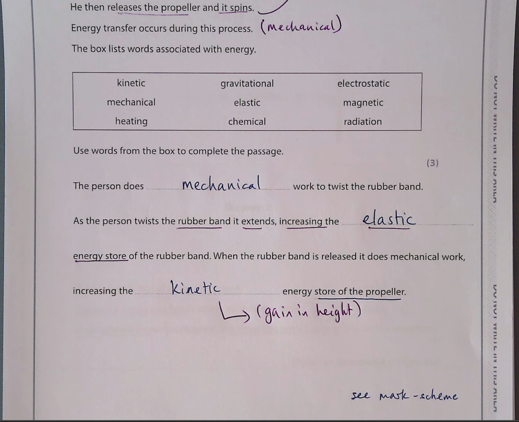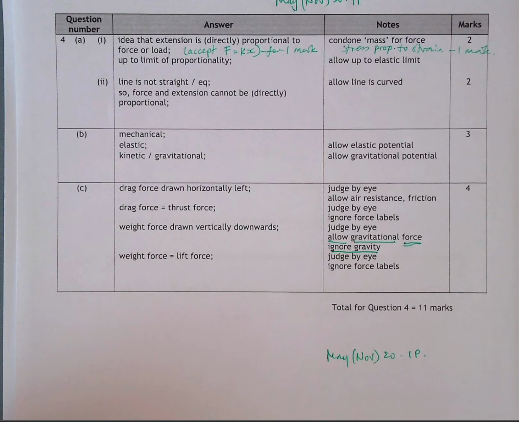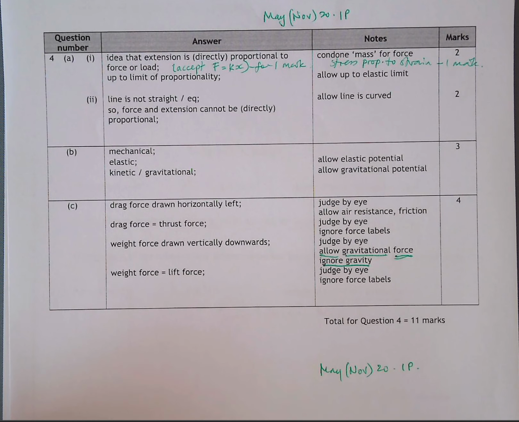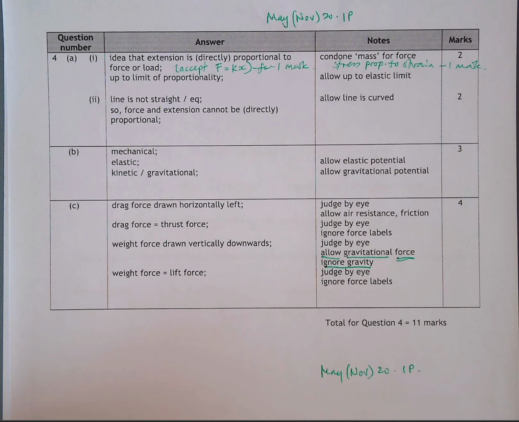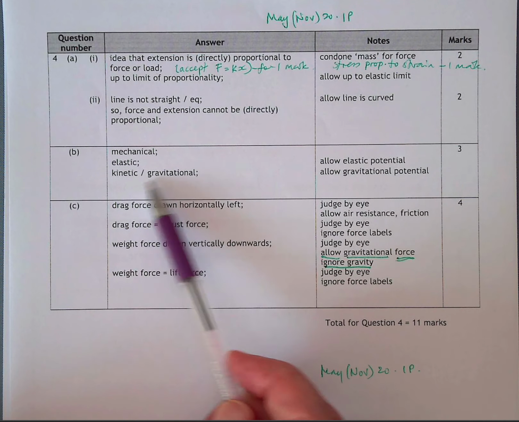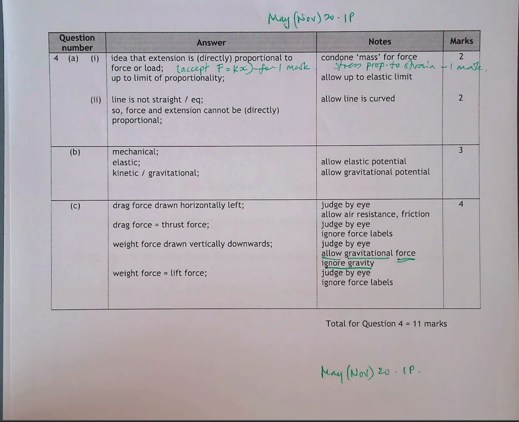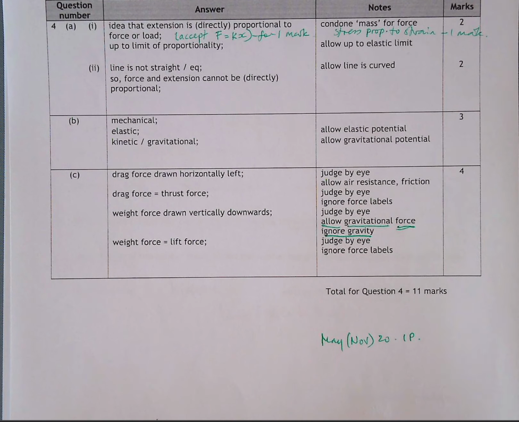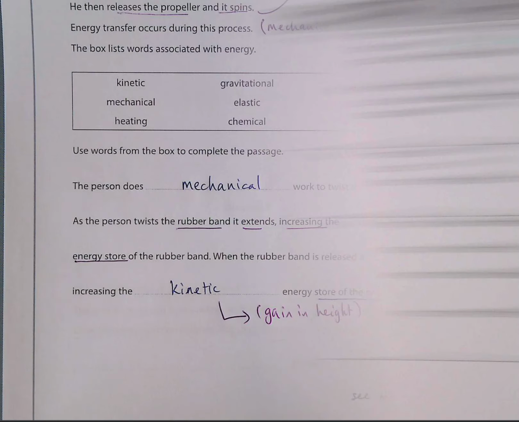It says show the mark scheme. Let's see if I can do that for you. We're talking about question 4. So there is all of the mark scheme for question 4. And the green is my notes. So mechanical, elastic for the first 2 points, and then they're allowing gravitational or kinetic for the third point. I think that's a bit generous. I would have put kinetic only. And you can look at part C as well if you want to go and freeze the video for the final part, which I'm going to do now.